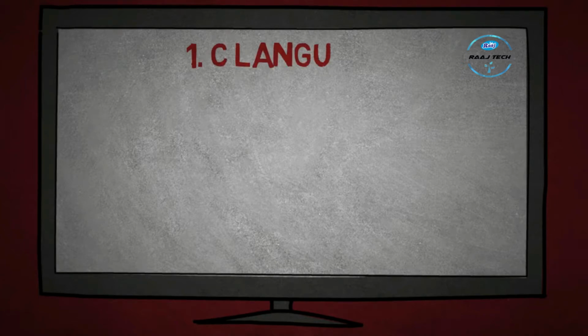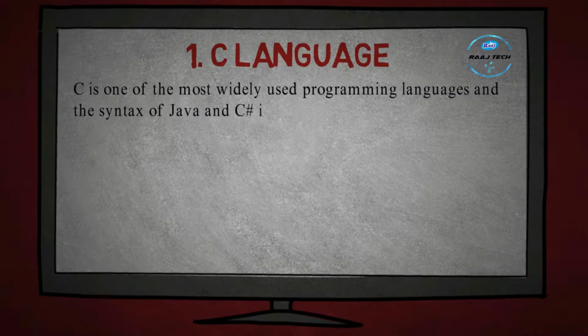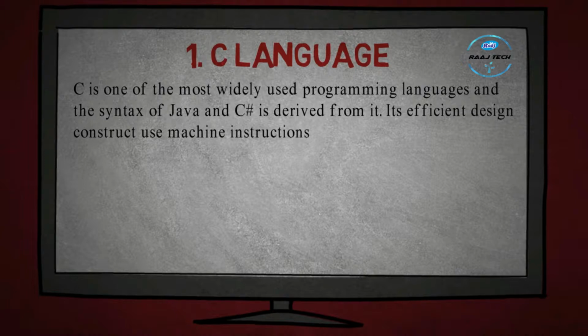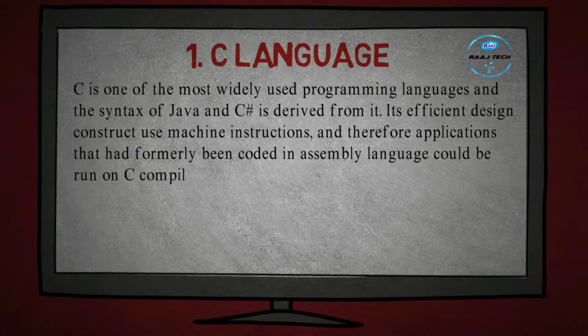Number 1. C language. C is one of the most widely used programming languages, and the syntax of Java and C# is derived from it. Its efficient design construct uses machine instructions, and therefore applications that had formerly been coded in assembly language could be run on C compiler.